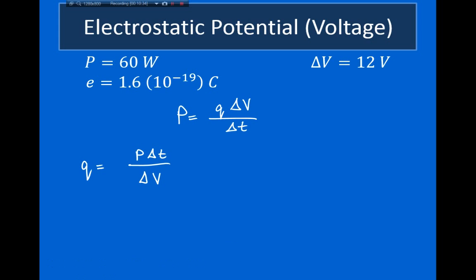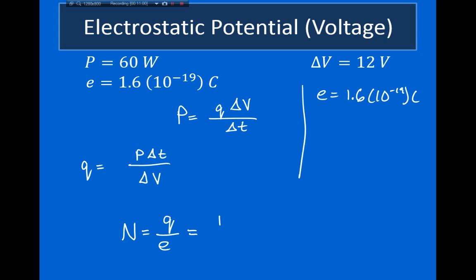So if I plug this into a calculator now, this will tell me the total charge that's going to move through the light bulb. But what I want to know is how many electrons move through the light bulb. Remember that every electron has a charge of minus 1.6 times 10 to the minus 19 coulombs. So if I know the total charge that passes through this, then the total number of electrons is just going to equal that charge divided by the charge of an electron.